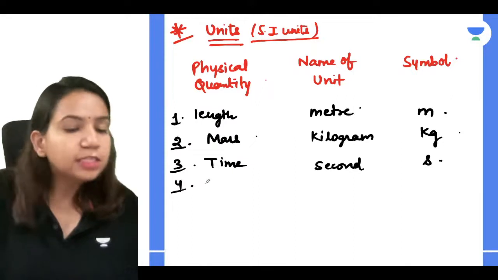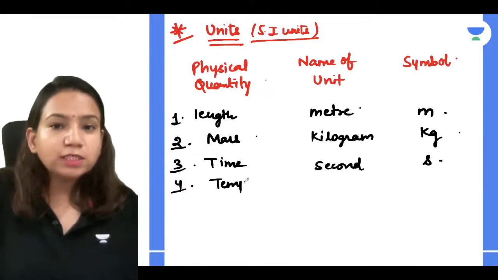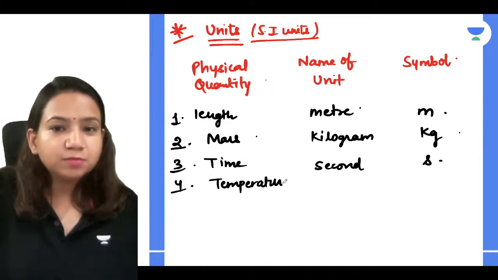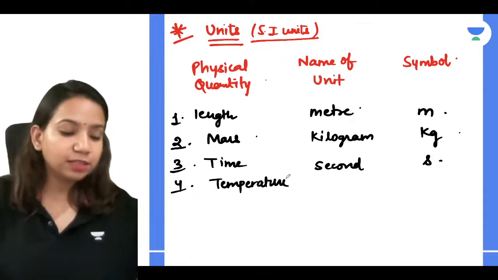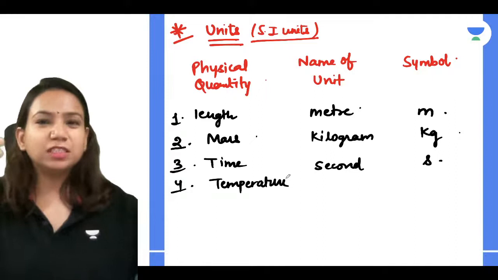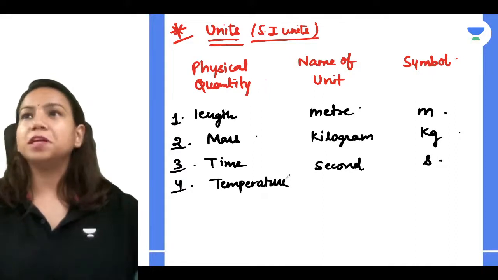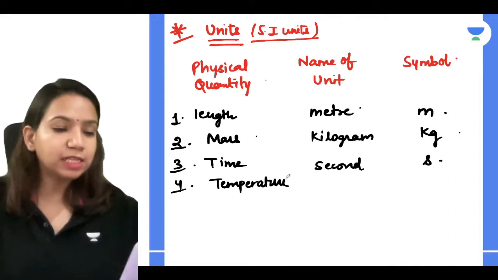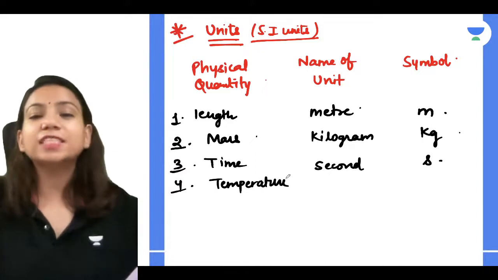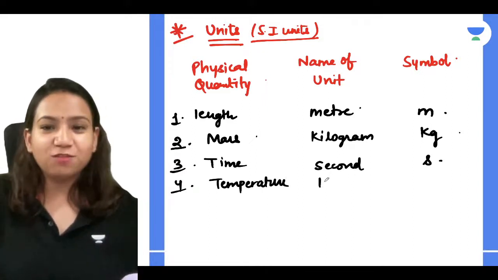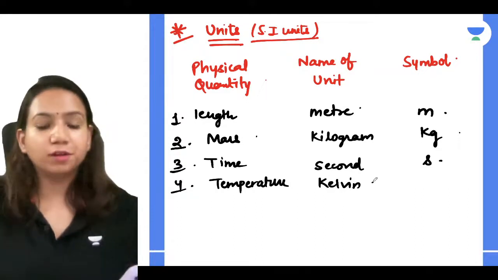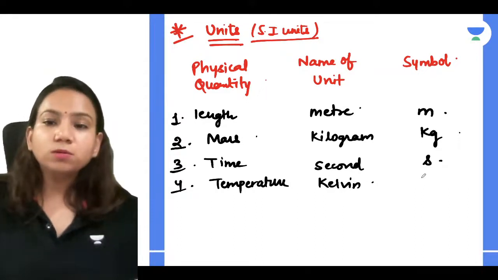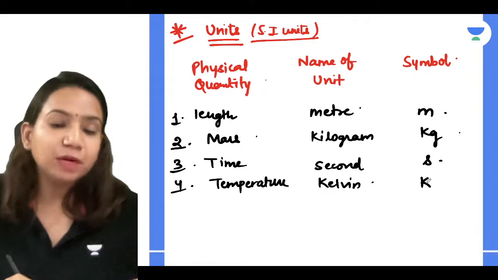Fourth, what you can relate is temperature. Now what is the unit for temperature, guys? Tell me, everyone. Yes, generally we use Celsius, correct? If I talk about India, to tell the temperature we use Celsius in general. But the SI unit is not Celsius, it is Kelvin, everyone. We'll understand how to convert Celsius into Kelvin. Okay, very good. So the symbol for it is capital K.